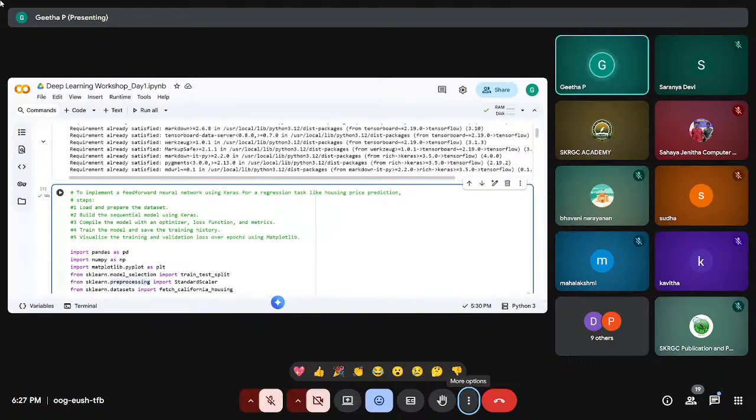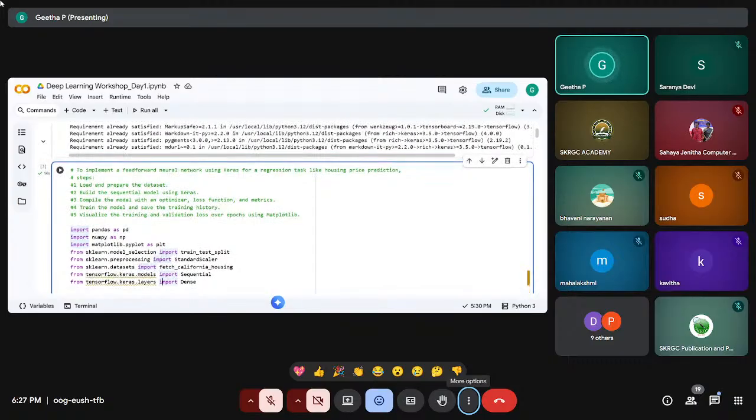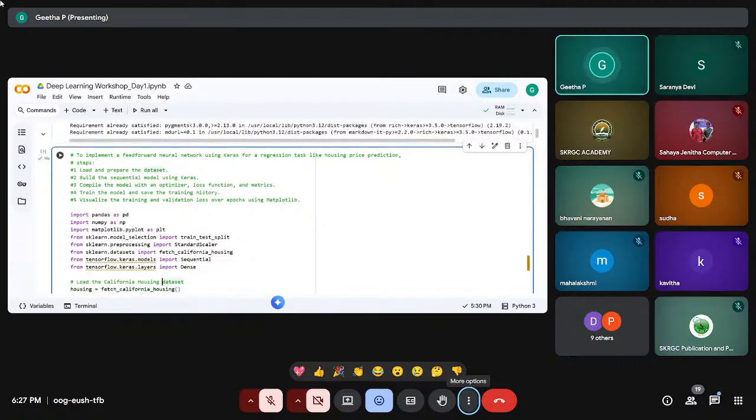And the next one is the standard scaler. The standard scaler normalizes the numeric features. And for the housing data set, we take it from fetch California housing. We load it, and it is a sample regression data set of California house prices. And next we have the sequential model. We build a neural network with a sequence of layers, followed by a dense layer, that is a fully connected feed forward neural network layer. Okay, so here we used dense. We have to download the data set first.